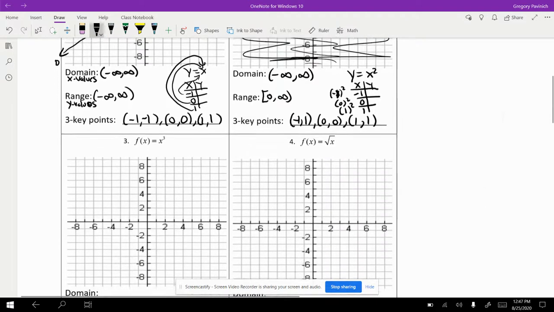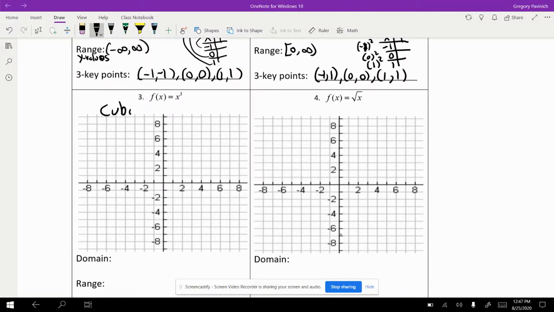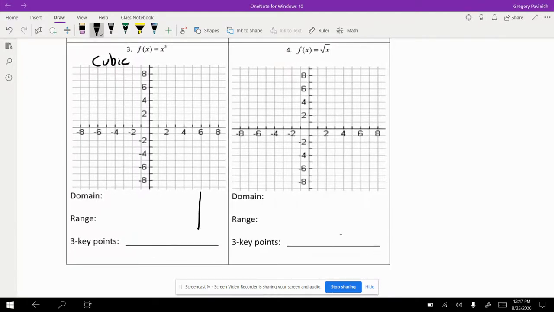Okay, my next function is x cubed, which is the cubic. And we're going to use the same 3 values: -1, 0, and 1. So if I cube -1, I get back -1. If I cube 0, I get back 0. And if I cube 1, I get back 1. Together, those inputs and outputs make coordinate points, which I can then graph on the xy coordinate plane.